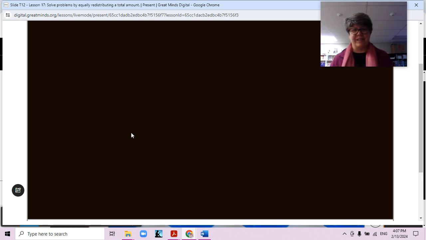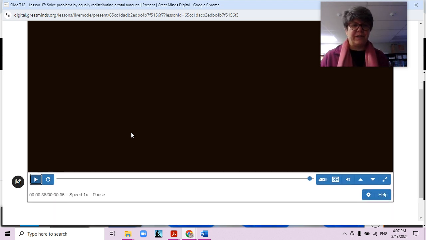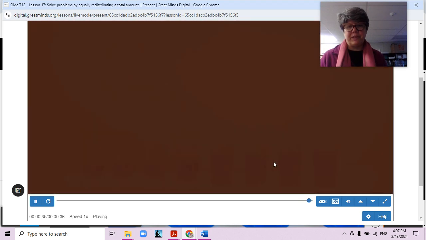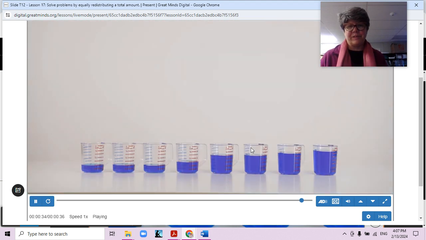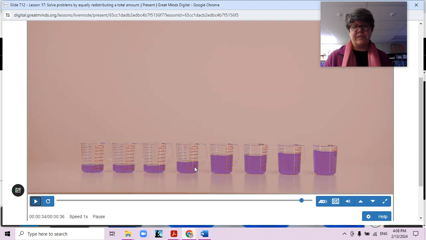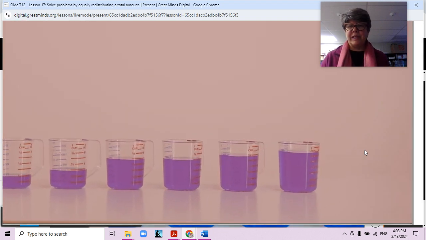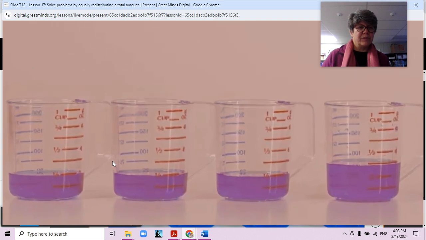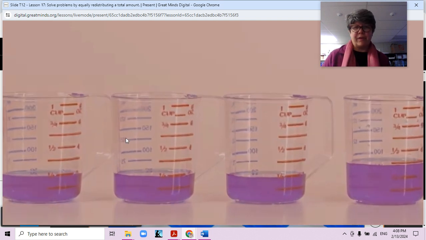All right. So hopefully you noticed that there were several different measurements. I was trying to get the measurements to stay on the screen for us there. You can notice that there are several different measurements of liquid, and you might have seen that they're all less than 1 cup, all the way down to 1/4 of a cup.